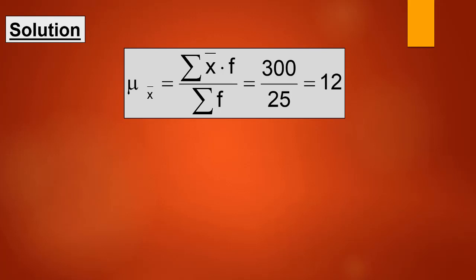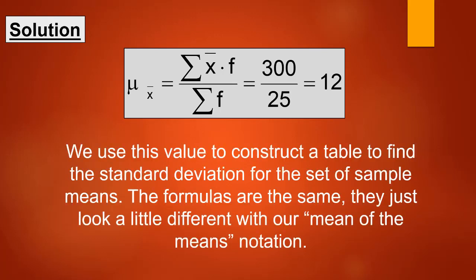Okay. So now what we can do is we can build a table just like we did in the first part when we were finding the standard deviation of the 5 numbers. Now we're going to find the standard deviation of all of these means. And now what we're going to see is our formulas change a little bit. They don't change in structure. They just change in the way they look a little bit because we've got some new notation.